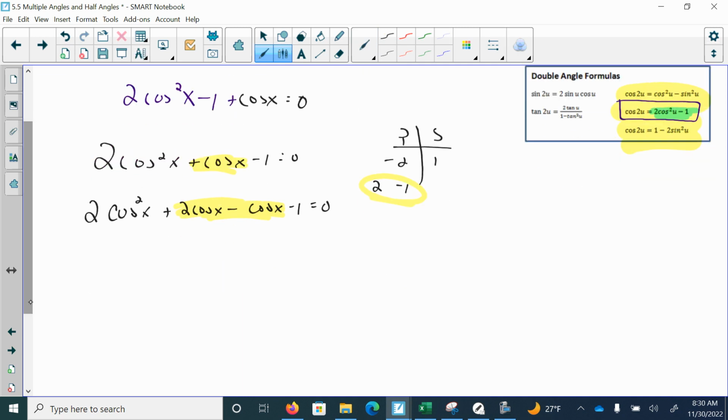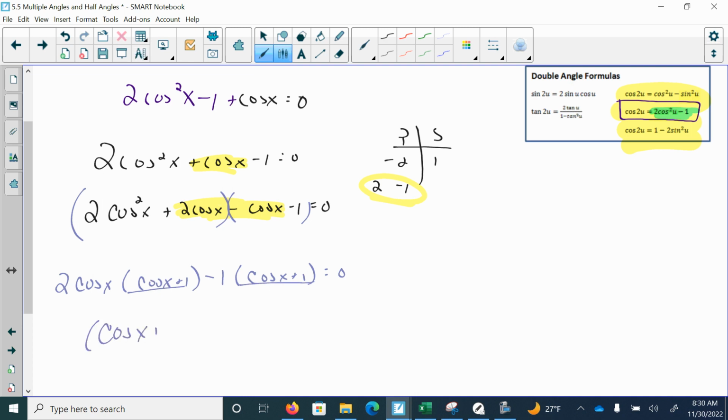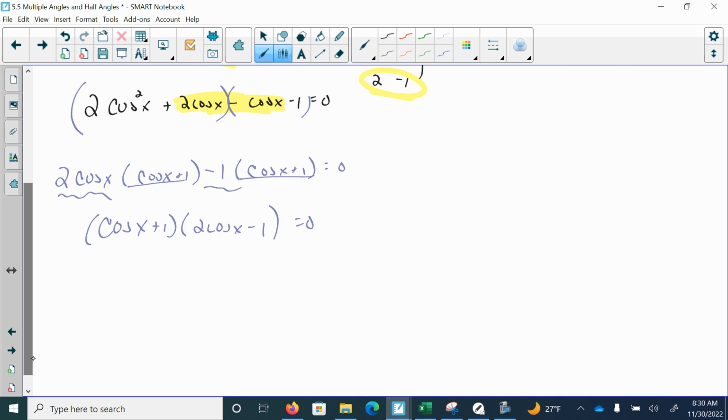Now I'm going to look at the first 2 terms and factor out what I can. So here I can factor out a 2 and a cosine x. And when I do that, I'm left with cosine x plus 1. For these 2, I'm going to factor out a -1 and have cosine x plus 1 is equal to 0. If I'm having a good day, these 2 will match, so I'm going to factor those out. And I'm going to be left with 2 cosine x minus 1 is equal to 0. Since I have 2 things multiplied by each other to equal 0, I'm going to use the zero product property and set both of them equal to 0. And then I'm going to solve.